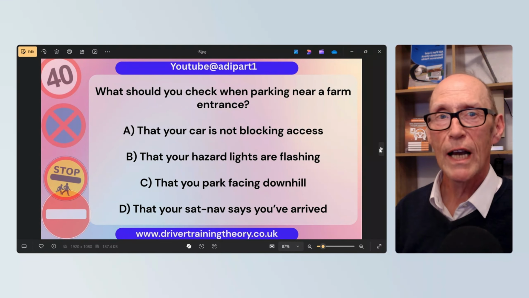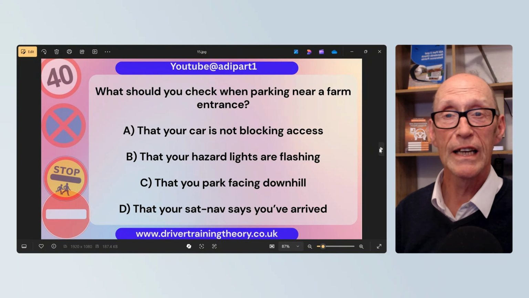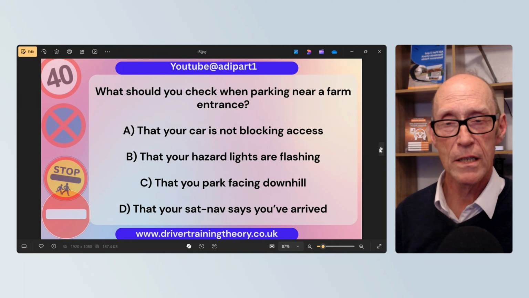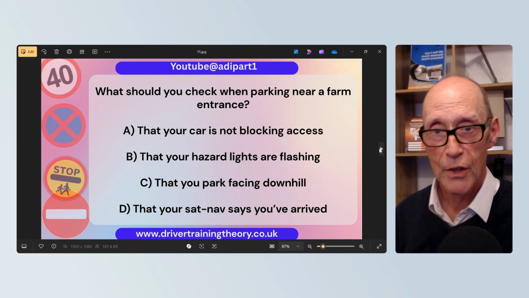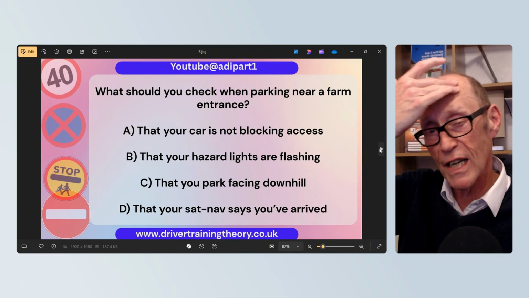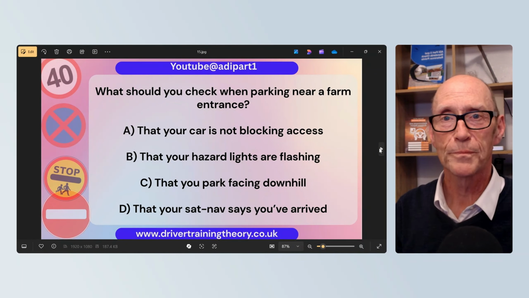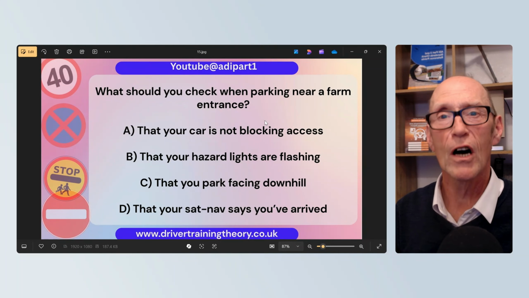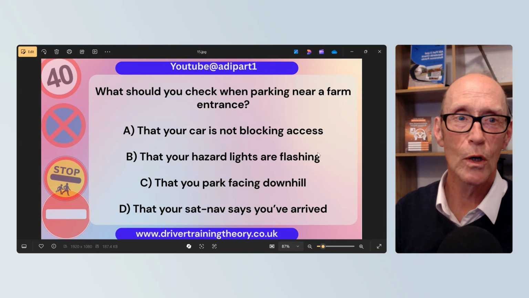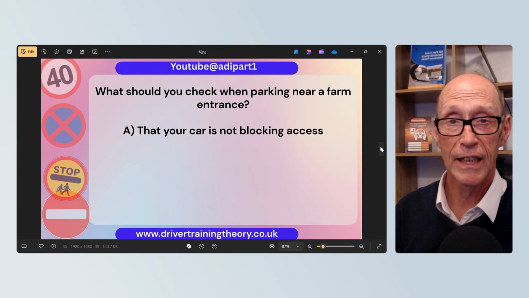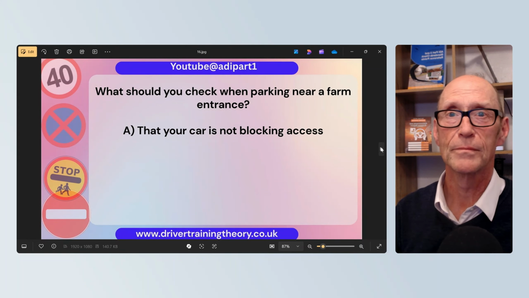What should you check when parking near a farm entrance? That your car is not blocking access, that your hazard lights are flashing, that you park facing downhill, or that your sat-nav says you've arrived? Well, if you think we're parking near a farm entrance, you'd want to make sure that your car is not blocking any access.